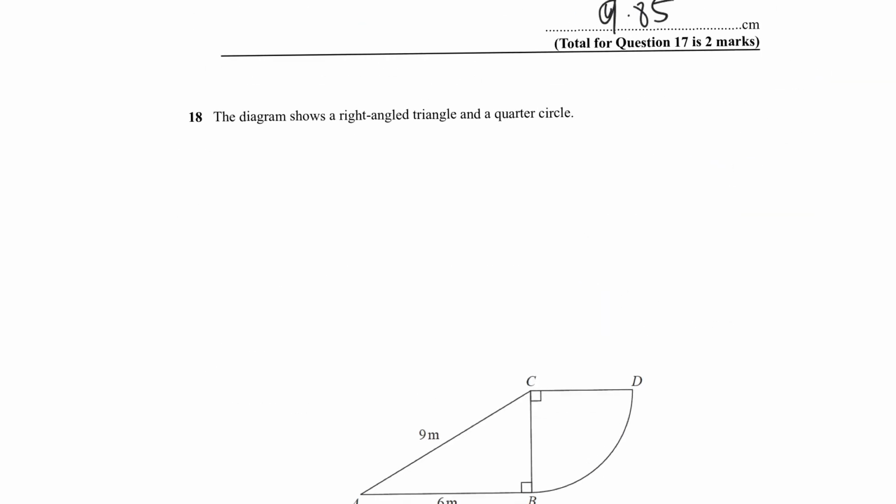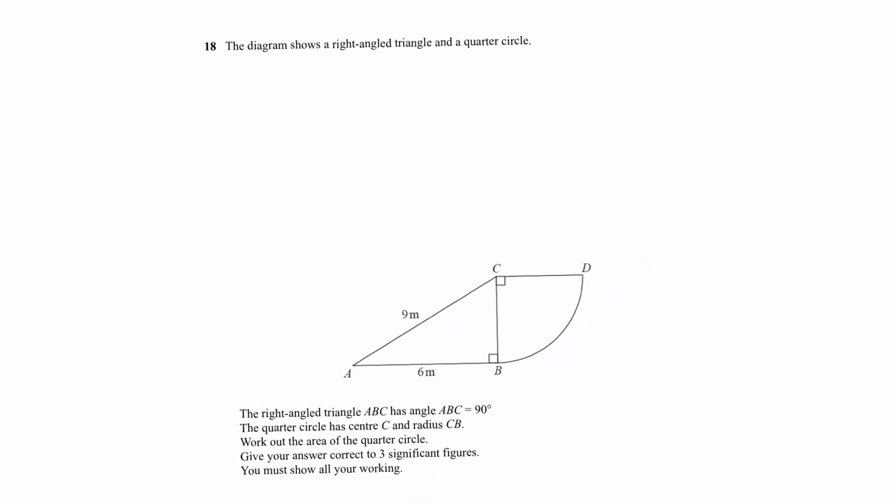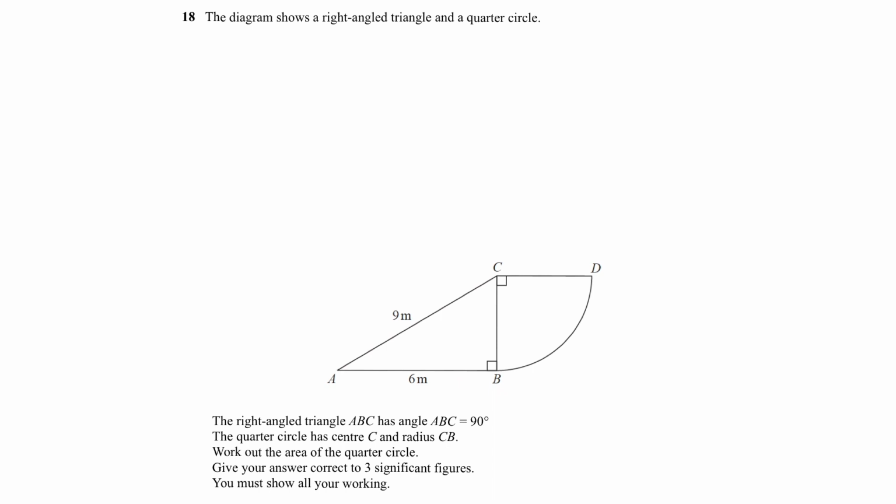Okay, and then last question on the geometry foundation calculator paper questions. So it's now given us a right angle triangle and a quarter of a circle. It's given us that the right angle triangle ABC has an angle ABC which is 90 degrees, and it says the quarter circle has a center C and a radius CB. So it wants us to work out the area of the quarter of the circle. It says give your answer to 3 significant figures.